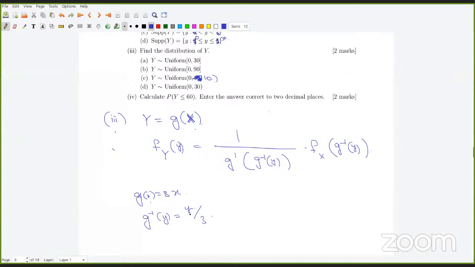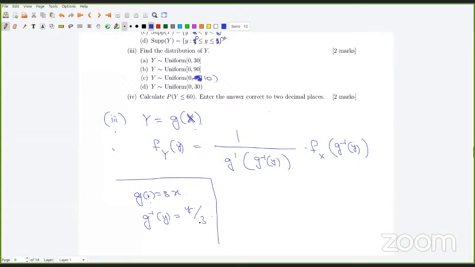How do you get that? We have studied this in Mathematics 1, if you remember. Just replace the x and y. That is how to find the inverse of a function. Exactly. So use that and get this. So we will get g inverse of y as y by 3.